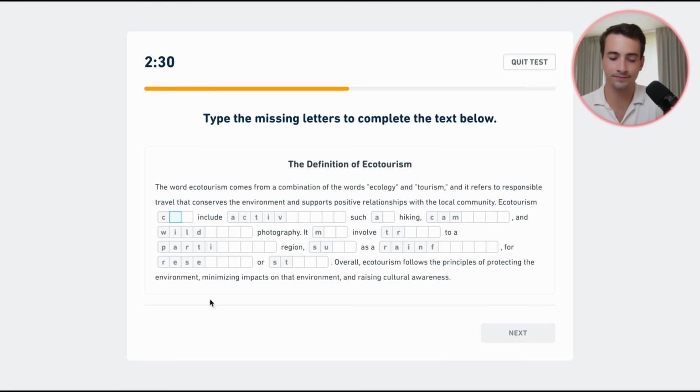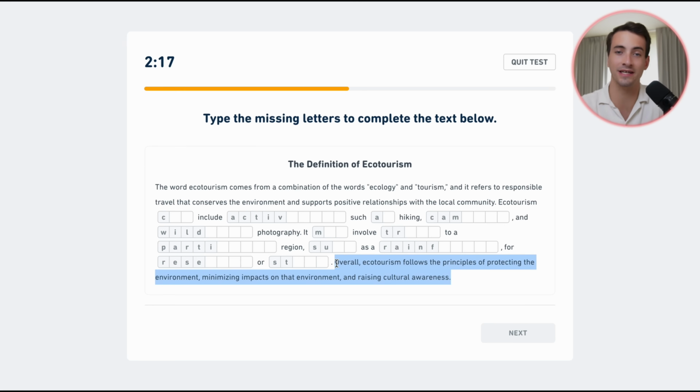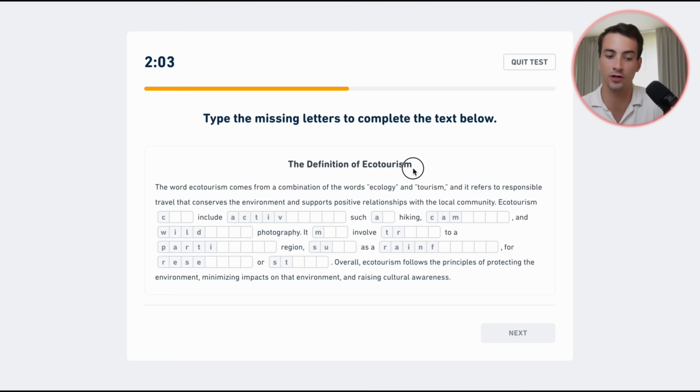For reading complete, you will always have a title and you will always be given the first sentence and the last sentence. So whenever you come to one of these, you should start by reading the title and the first and last sentences. That gives you very useful information or context about what the passage is about. And that will help you figure out what the incomplete words are. So in this case, the definition of ecotourism. So we're talking about ecotourism and what it is.